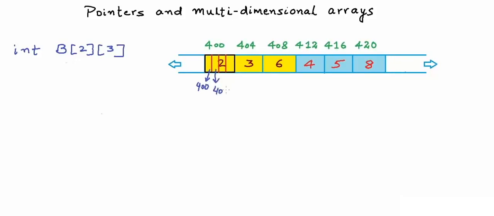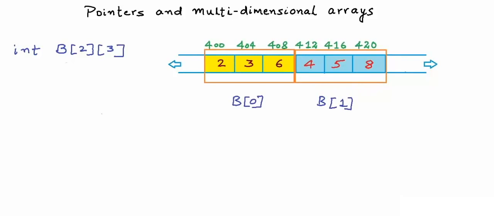So the next byte has address 401, and the next one has address 402, and the next one has address 403. Overall, this first block of 12 bytes that contains these 3 integers 2, 3 and 6 that I'm showing in yellow here is my first one-dimensional array that I can call B0, and this next block of 12 bytes is my second one-dimensional array of 3 integers that I can call B1. So we have two one-dimensional arrays in our collection, each with 3 integers, and everything is organized in one contiguous block of memory.